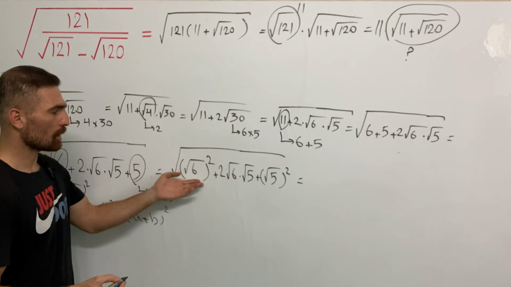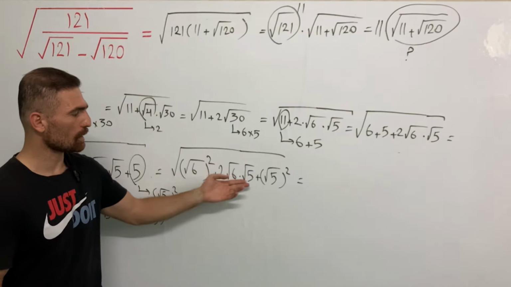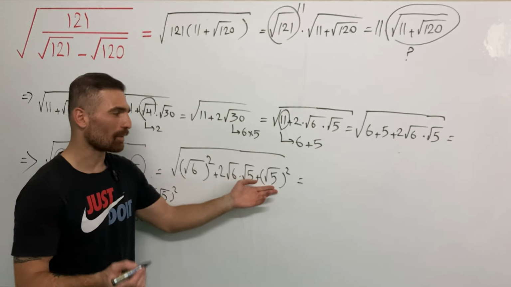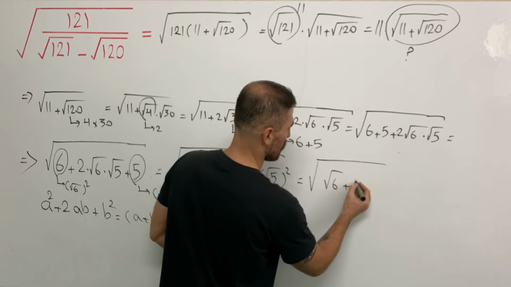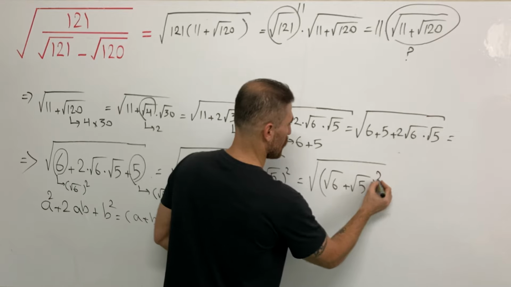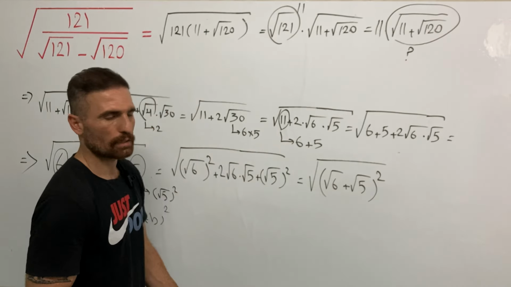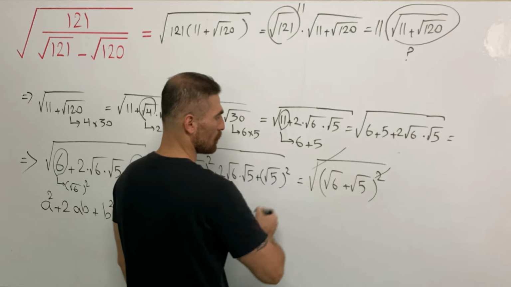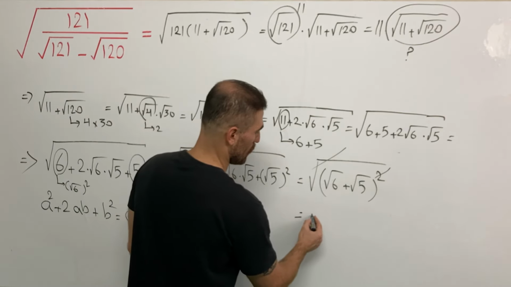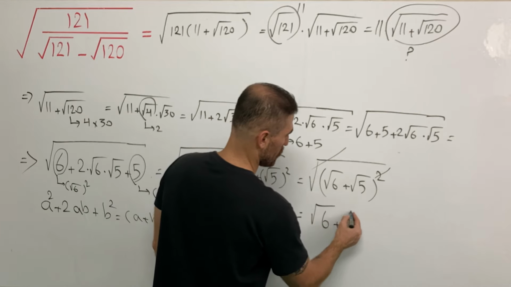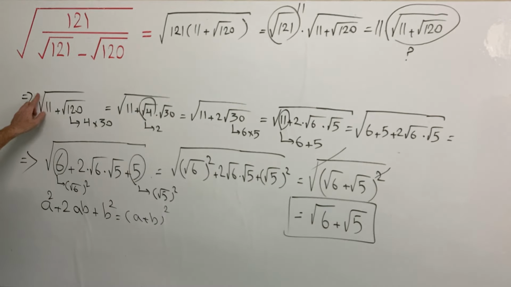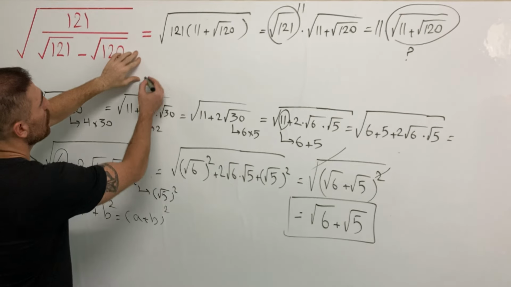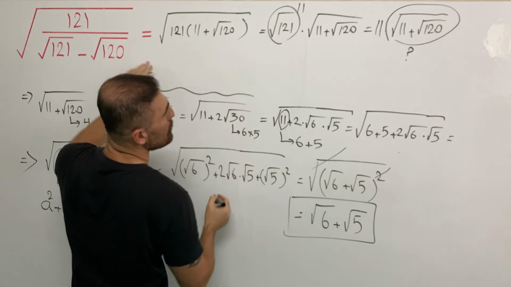What is this? First term squared, twice the product of the first term and second term, plus second term squared. Right. This is exactly the square root of 6 plus the square root of 5, all squared. And what is this? The exponent 2 and the square root can be cancelled off. So I write here the square root of 6 plus the square root of 5. This is the value of the square root of 11 plus the square root of 120. So I write here our final answer.